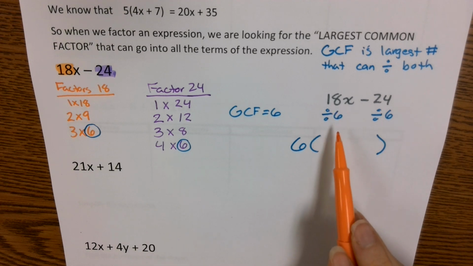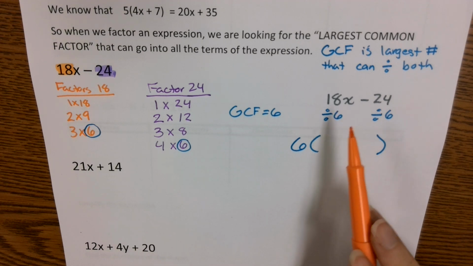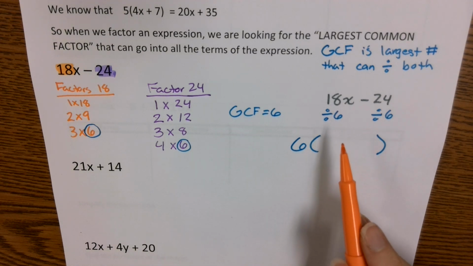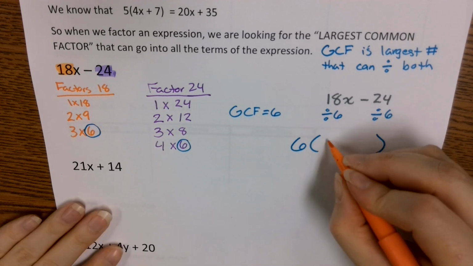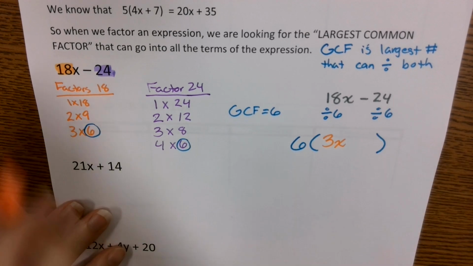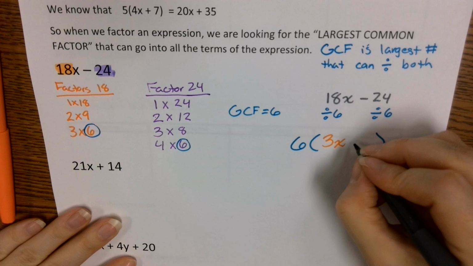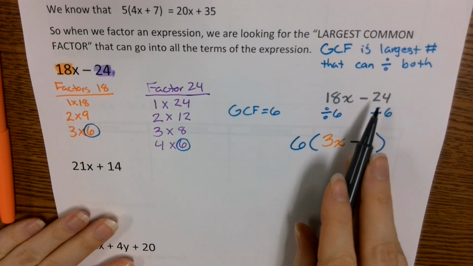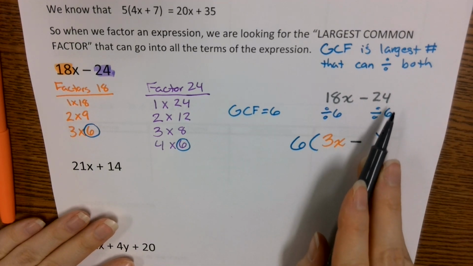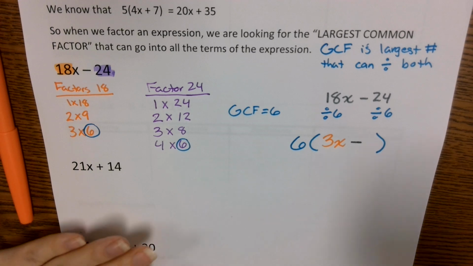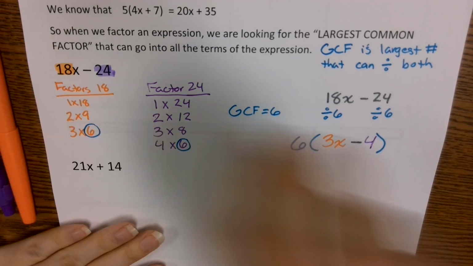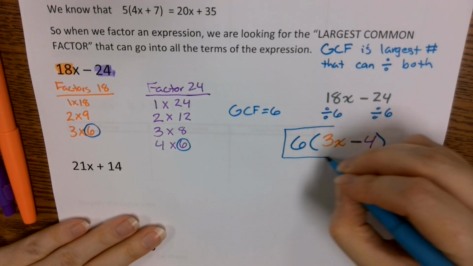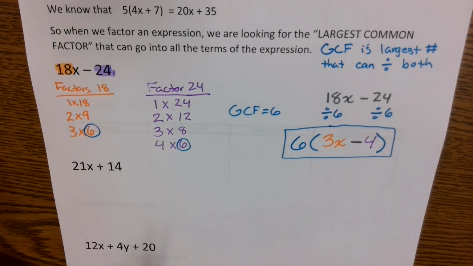What's 18 divided by 6? 3. So then what is 18x divided by 6? 3x. So we're left with 3x. We still have our minus sign, right? The minus sign's not going to change. What's 24 divided by 6? 4. And there's your final answer. Very simple, easy material. You are just undoing what the distributive property had done in the first place.